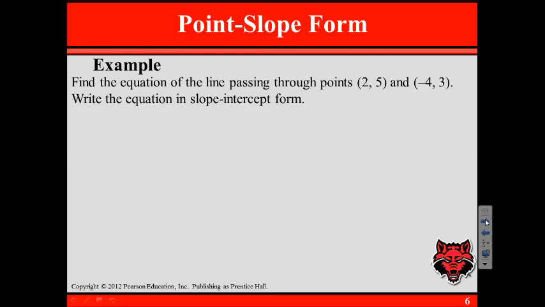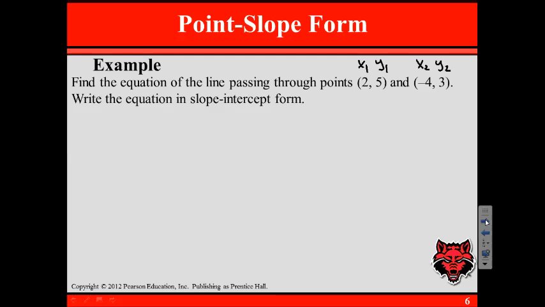Example where we are given 2 points, but instead of writing it in standard form, we want the result in slope-intercept form. So we want to find the equation of the line passing through the points (2, 5) and (-4, 3). Let's start by labeling the points x1, y1, x2, y2.